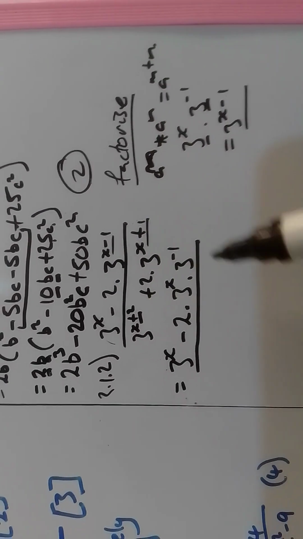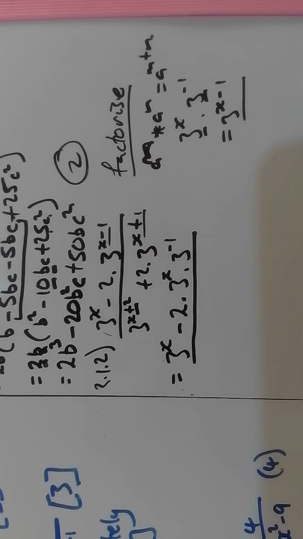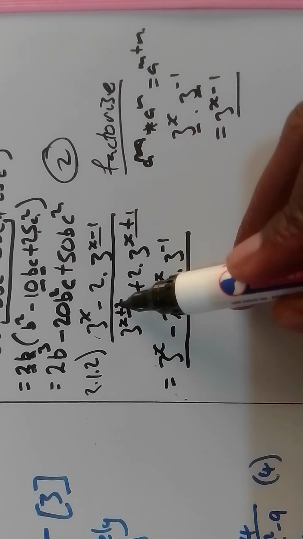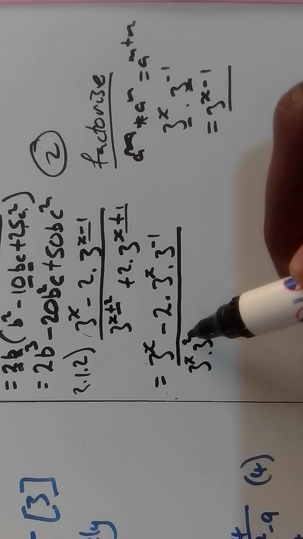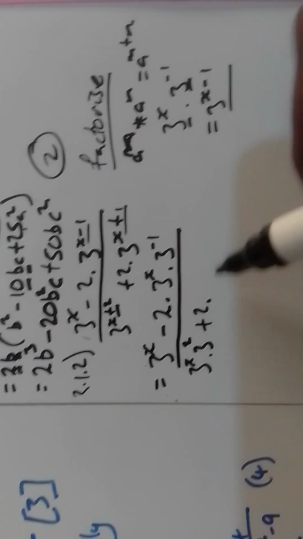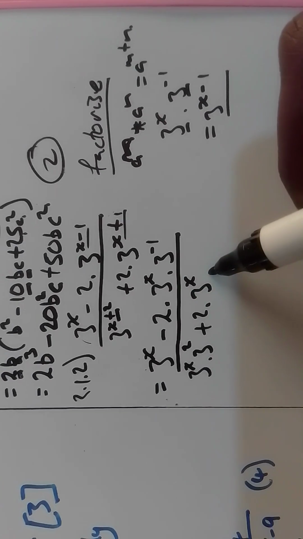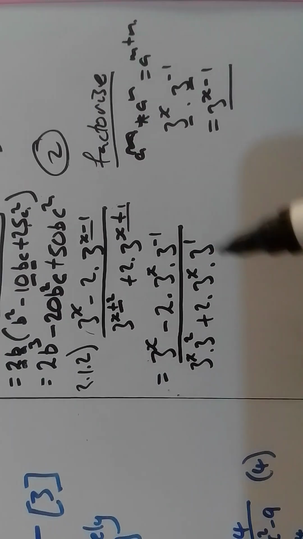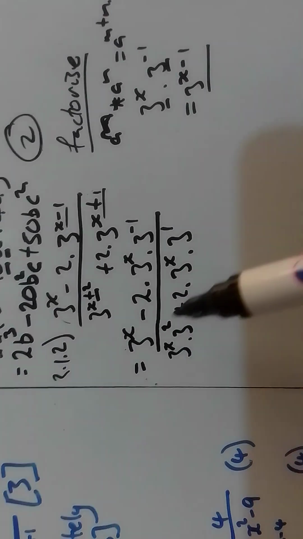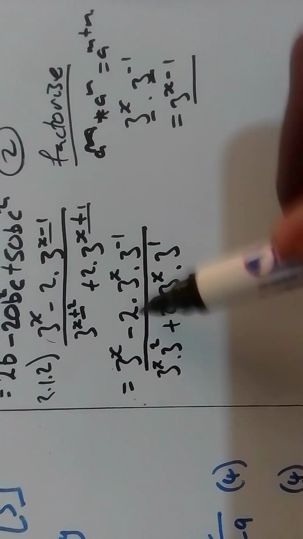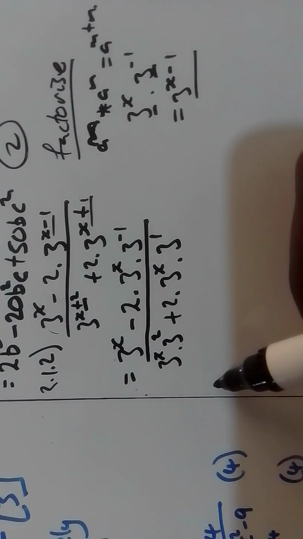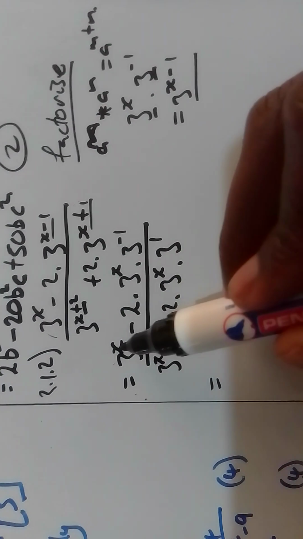It will make it easier for me to identify common factors. So if I'm having x plus 2 here, it means that I had 3 to the power x multiplied by 3 to the power 2, plus 2 multiplied by 3 to the power x multiplied by 3 to the power 1. Now if I go to the numerator, I see 3 to the power x here, I see 3 to the power x there. These two, they don't look alike. So which means 3 to the power x is my common factor.